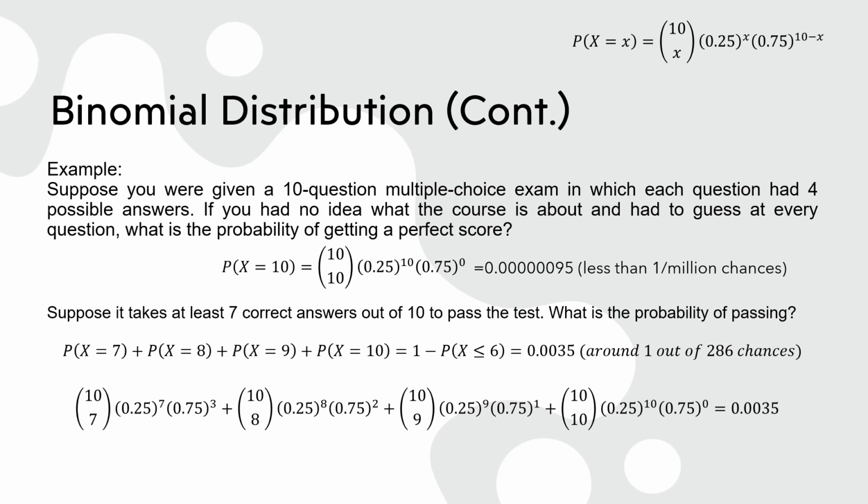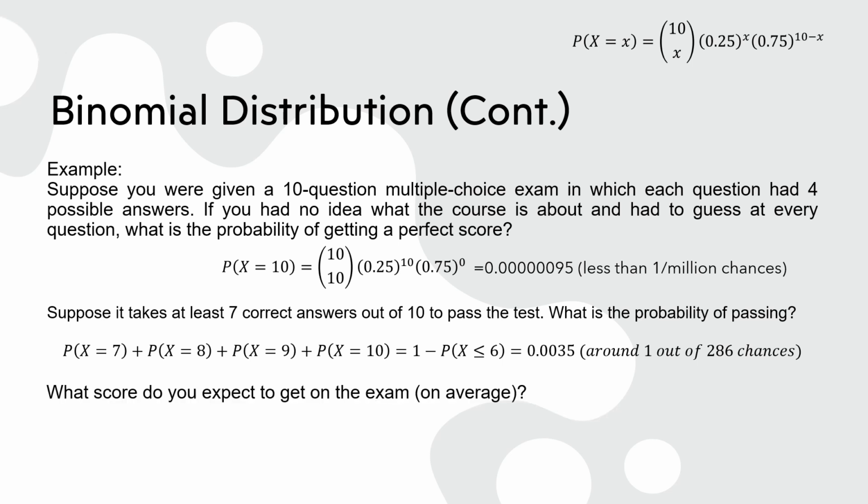Remember, one of the properties of a probability mass function is that the sum of the PMF over all possible values of the random variable must equal 1. We can take advantage of this property to find the probability of getting at least 7 correct answers by subtracting the cumulative probability for 6 correct answers from 1. Whether we choose to sum the individual PMF values for 7, 8, 9, and 10 successes or subtract the CDF for 6 from 1, the result will be the same. The probability of passing the test is approximately 0.0035, or about 1 in 286 chances.